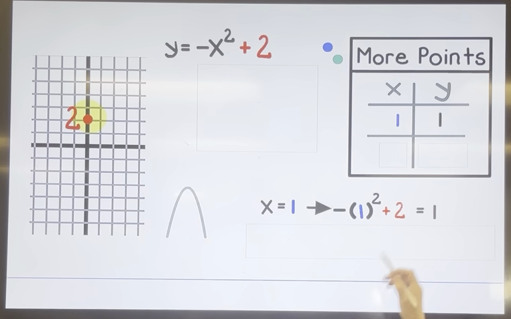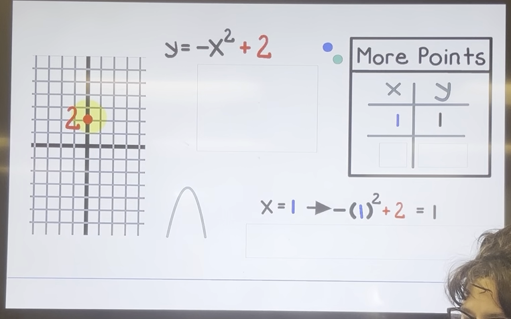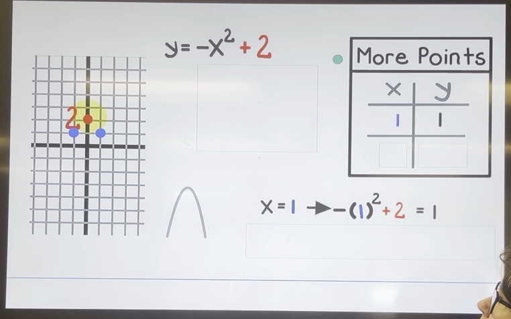But if you use good notation in your calculator, you can type that in. So let's plot 1, 1. So right 1 up 1. Using a little symmetry, I'm going to put that right there.